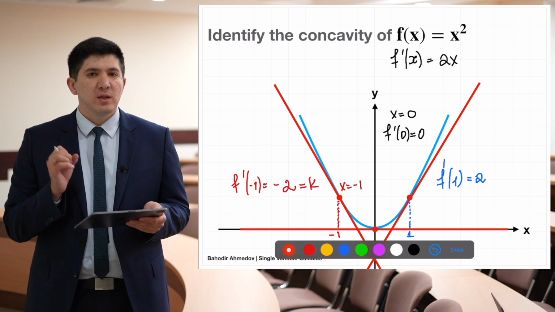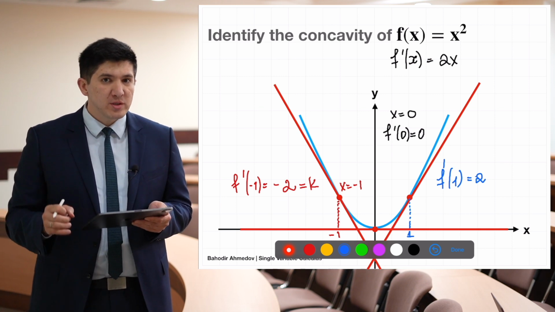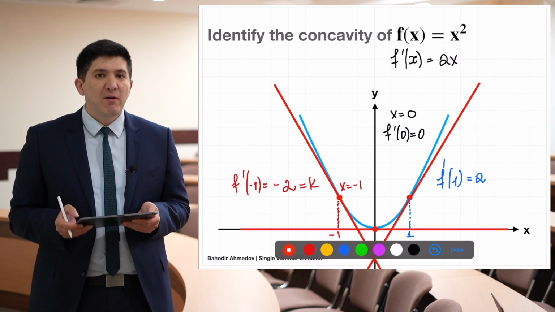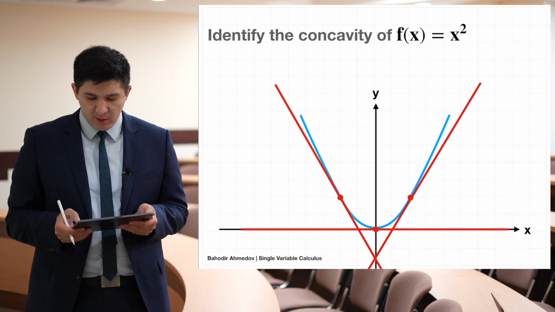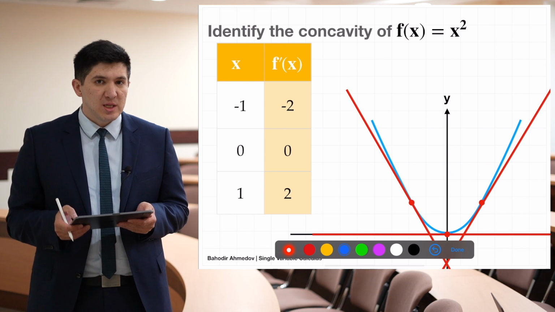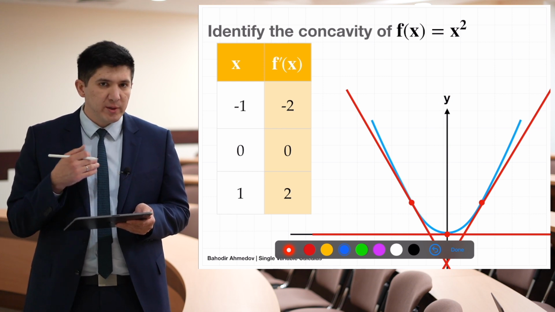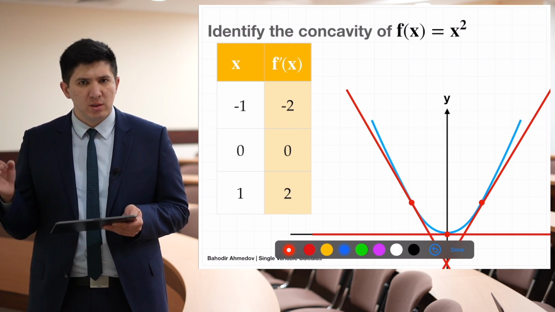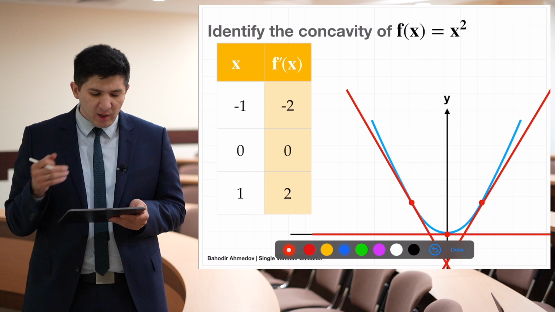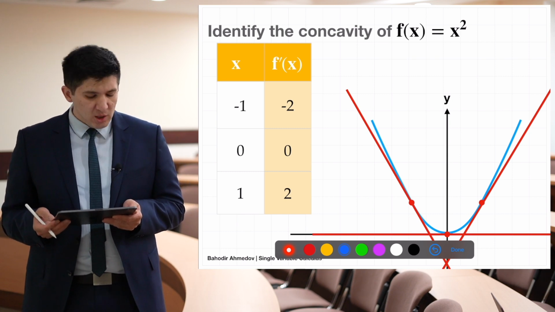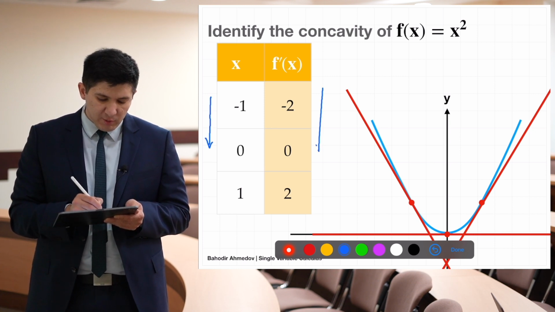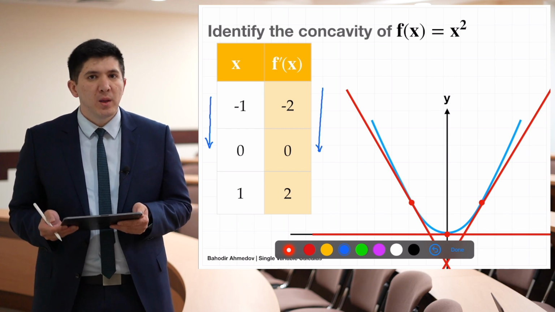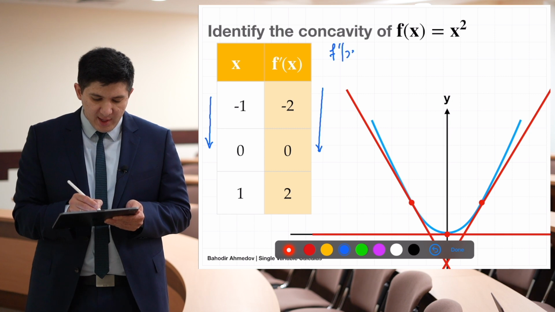Okay, so we found three tangent lines and the slopes of those three tangent lines at three different points. And now I would like to put them into one table and try to understand the behavior of the first derivative. The first derivative, which tells me the slope of the tangent lines, has the following values: -2, 0, and 2. So what kind of function is this first derivative? If I look at this table, I can see that as I increase the values of x, the values of f prime of x are increasing as well. So f prime of x is an increasing function.